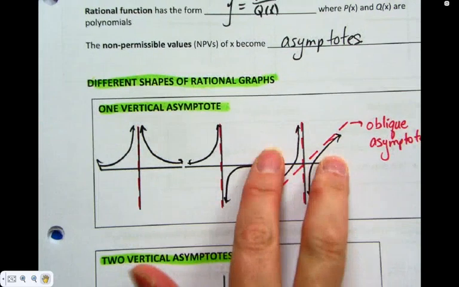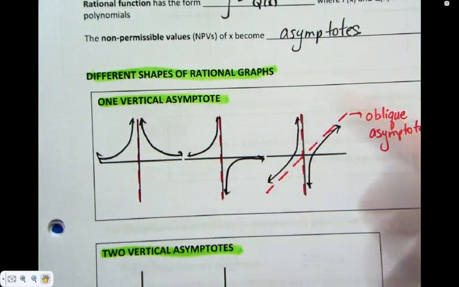And they don't have to be on these sides. They could be on the top and the bottom spaces. Just depends where the base graph is. So we categorize these all together. We call them one vertical asymptote graphs, or we call them volcano graphs.